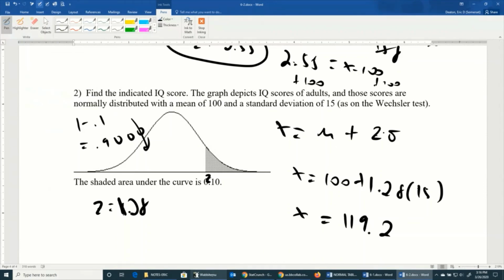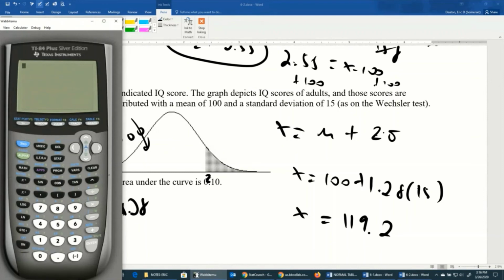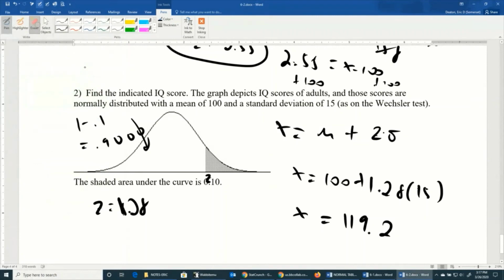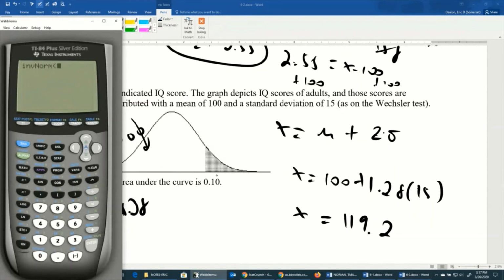But once again, we can use our graphing calculator with its features, the inverse norm. But when you do this one, like I said, the area is always the area to the left. So what you could do is let the calculator do all the work for you. Instead of doing the 1 minus 0.1 in your head, just type it in: 1 minus 0.1, comma, the mean, which is 100, comma, the standard deviation, which is 15. Enter. There you go.